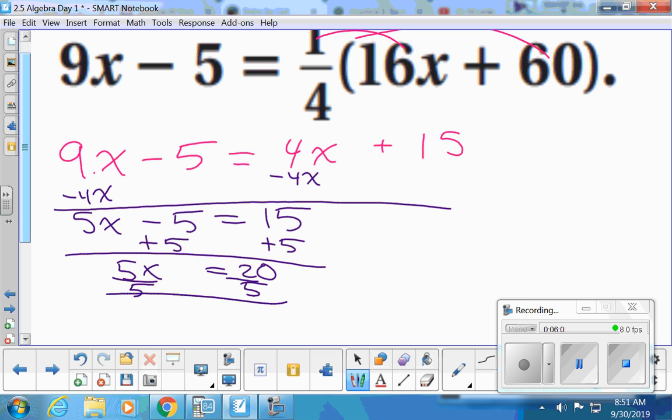Good. That was a lot of steps to that problem, wasn't it? Let's count our steps. Distribute 1, move the 4x 2, move the 5 3, divide by 5. We're into 4-step problems. You guys are turning into little scholars right before my eyes. Do you have any questions?